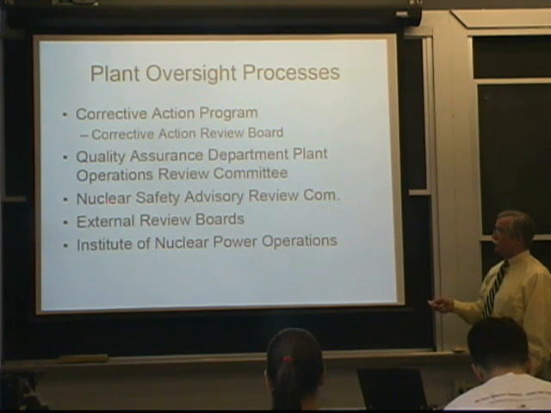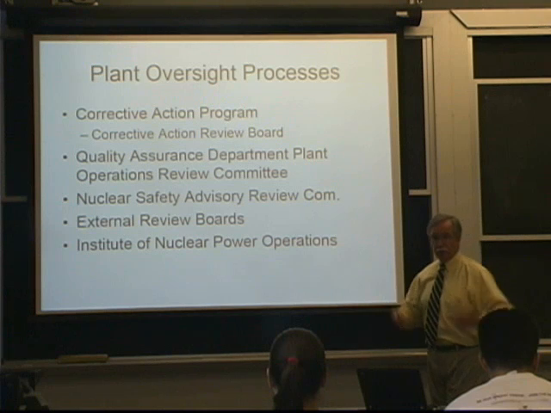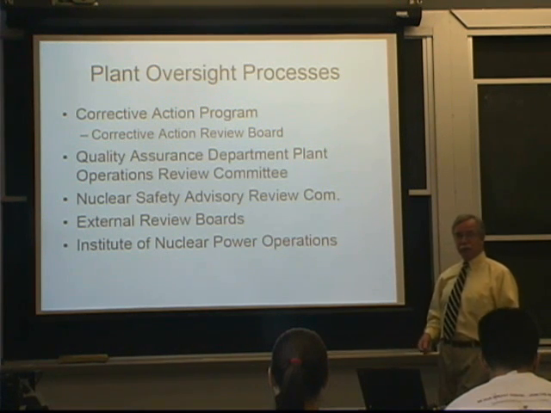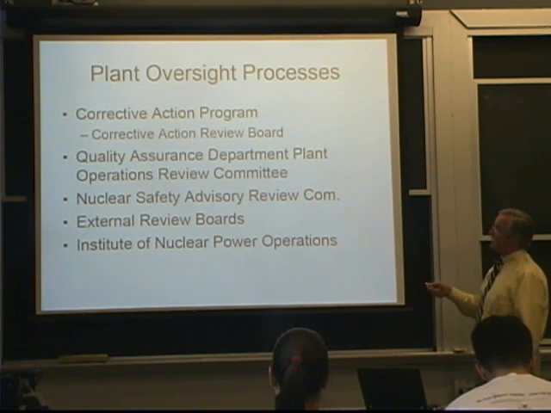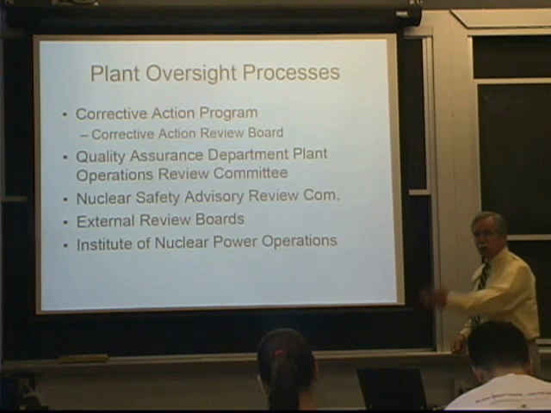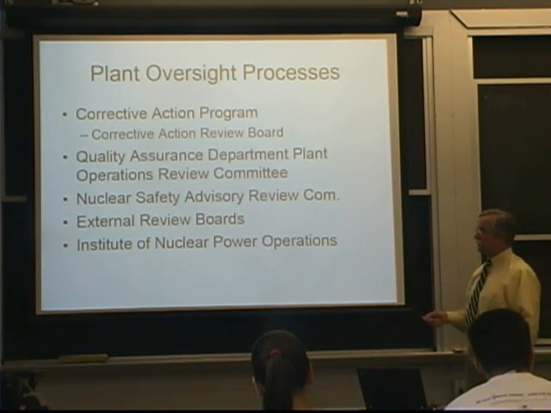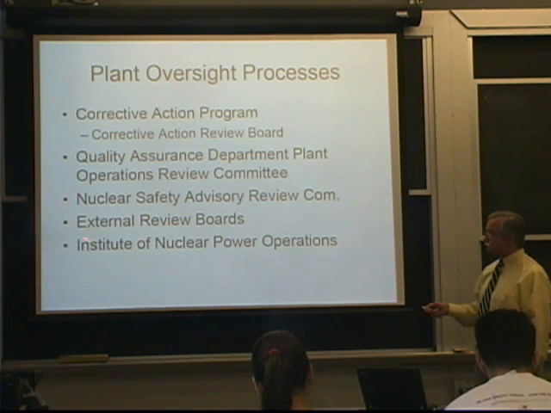Some companies, most now, have external review boards. People like me serving on an independent group, looking at, 3 to 4 times a year, how the plant is operating, looking at the strength of the corrective action program, looking at failures. So these are independent people that provide independent oversight to management to allow them to get an independent check of what's going on at their plants.